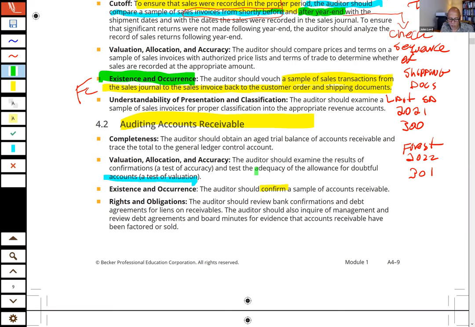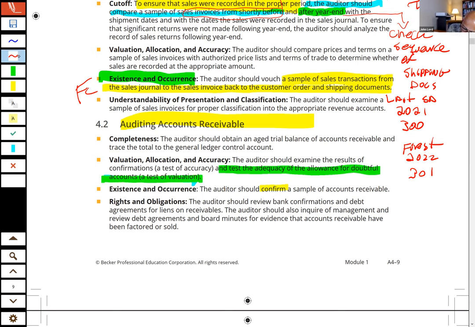That's a problem. They should not say that, because confirmations do not give you evidence about the valuation assertion, okay? Confirmation just is an acknowledgement of the existence assertion, that there's somebody out there that owes the client money. So I don't know why they said that. That pisses me off, okay? What they need to have said is look at the allowance.